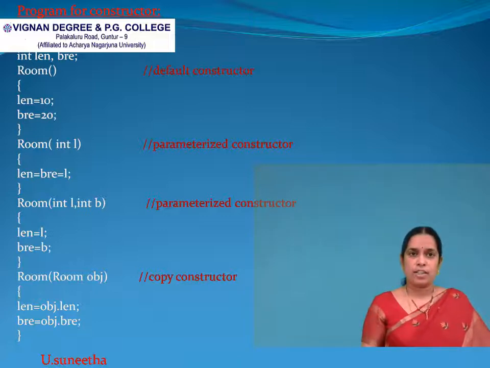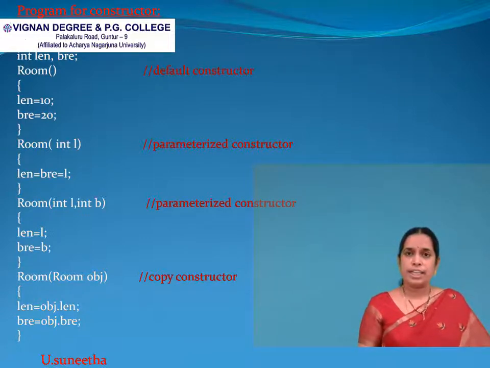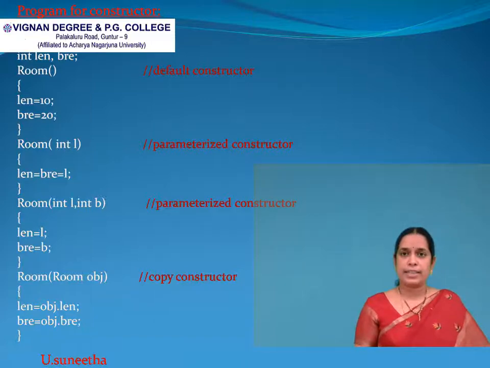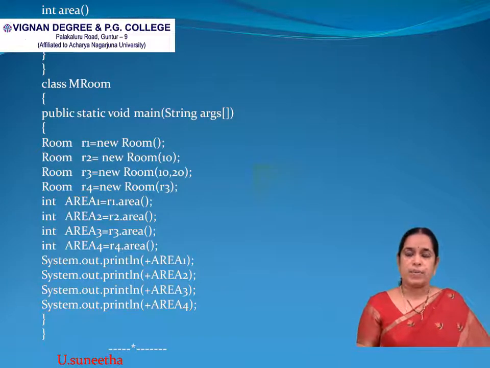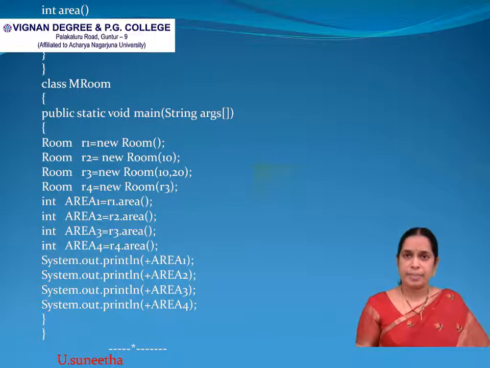We are saying all these four are constructors because their names are the same as the class name and they have no return type. So they are treated as constructors. After writing these four constructors, we have written the area method. After writing the first class, we are writing the second class, that is the mroom class, and it is the main class.